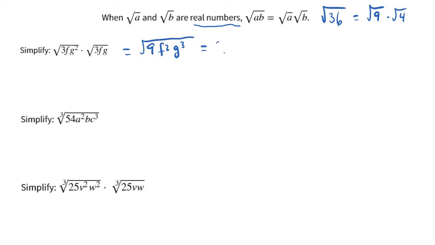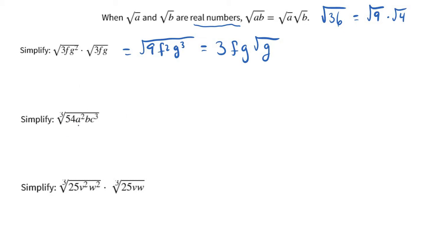The square root of 9 now is 3. The square root of f squared is f. Now, last lesson they had us put that in absolute value. Don't worry about it today. The square root of g cubed, well, I could pull a g out of that, right? And that's going to leave a g in there. Because if this were inside, it'd be g squared times g, and then I could pull a g out.